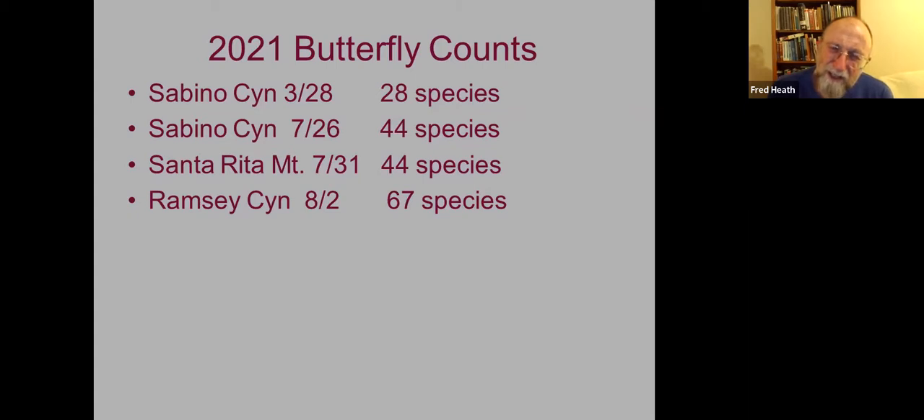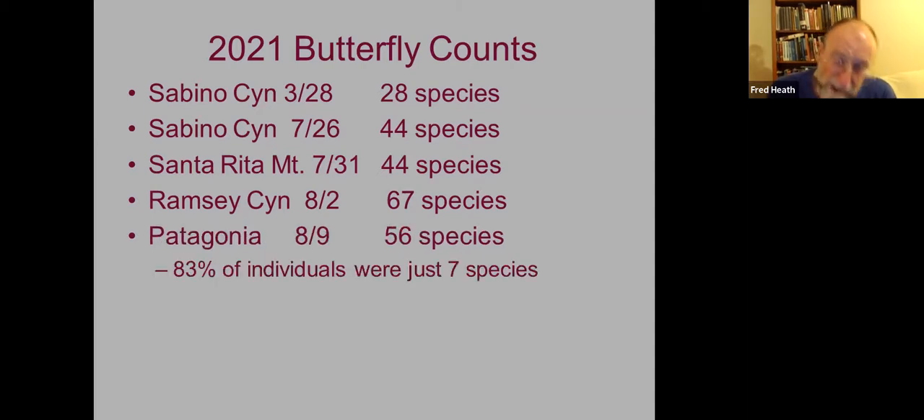Then the Ramsey Canyon count, which normally averages around 80 species in early August, had 67 species. Species-wise, it wasn't bad, but there were a lot of butterflies that just were gone. I mean, things that we'd not missed in the 27 or 28 years that count had been done had never missed before in the count, and they weren't there.